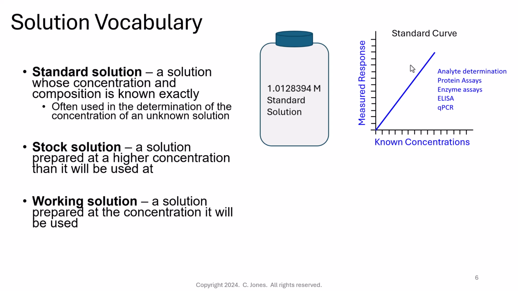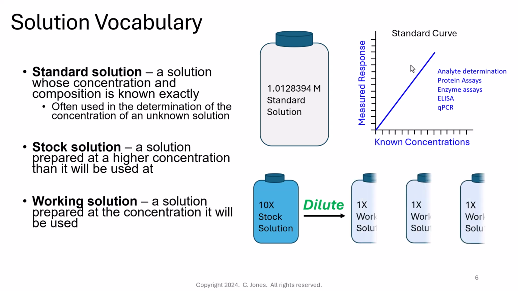So stock solutions often are not standard solutions, but they're commonly used solutions for things like electrophoresis or other kinds of buffers. And so a stock solution is a solution that has been prepared at a higher concentration than it will be used at, okay? And then we need to dilute it prior to use. All right, and so from the stock solution, after we dilute it, we can prepare many working solutions.